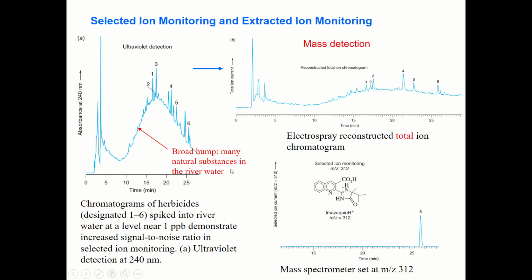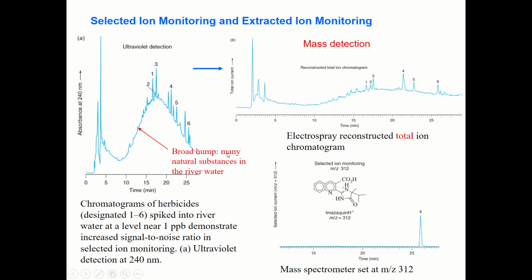There are many natural substances in the river water, right? So this is not an ideal case because this background is very broad. Actually, this chromatogram was obtained from the river. The river water sample is spiked, and using ultraviolet detection. Usually the detector for LC is a UV detector. It works very nicely, but in this case it's not very good.